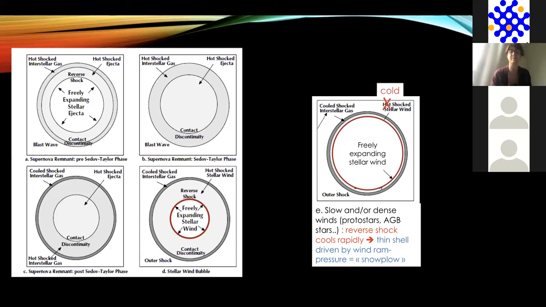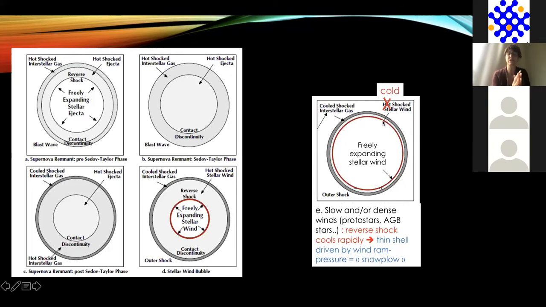That's when you have, for example, a massive star with a very fast wind shocking against the ambient medium. So it looks a bit like this first supernova remnant phase, except that the interstellar gas is cooler because it's a slower shock. And if the wind is slow, and that is what I've been working on mostly, and we work on when we do protostellar jets, for example, the wind is slow enough that it also cools. So both shocks are highly radiative.